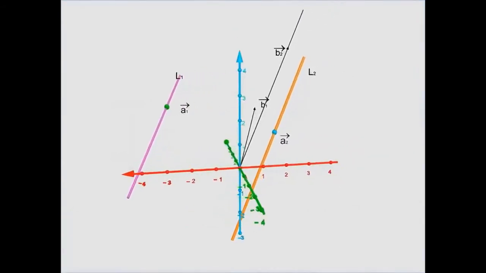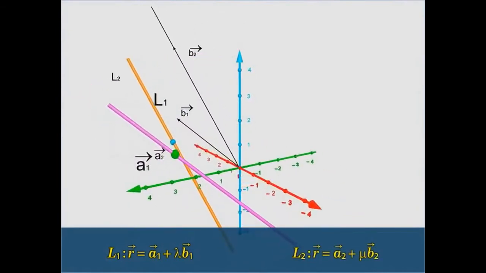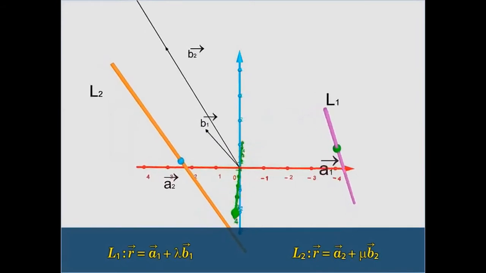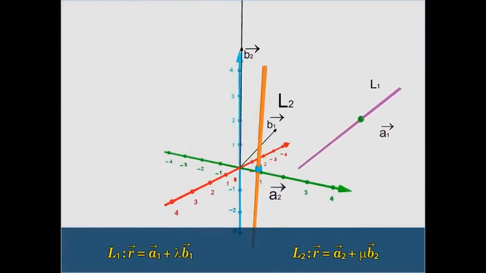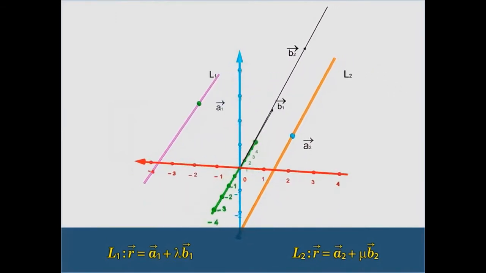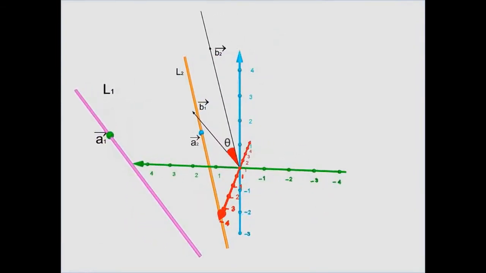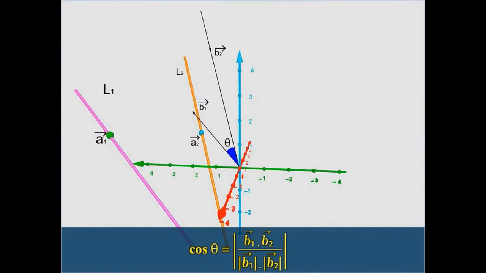Let the vector equations of two lines L1 and L2 be: L1 represents vector R equals vector A1 plus lambda B1. L2 represents vector R equals vector A2 plus mu B2. The angle theta between these two lines is given by cos theta equals vector B1 dot vector B2 divided by mod of vector B1 into mod of vector B2. Theta lies between 0 and pi by 2.